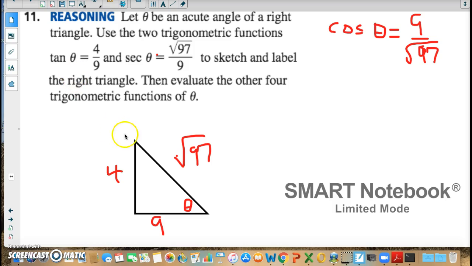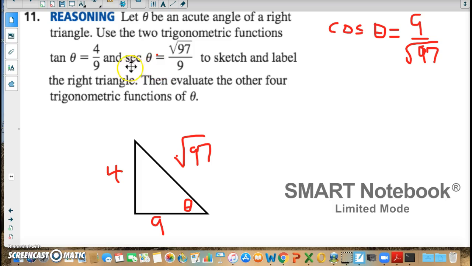Now let's start with tangent. So I made the right triangle. Okay, label this theta. Tangent is opposite over adjacent. So this must be 4 over 9. Now, it might not be exactly 4. This could be 4x over 9x, but I know the ratio is 4 over 9.